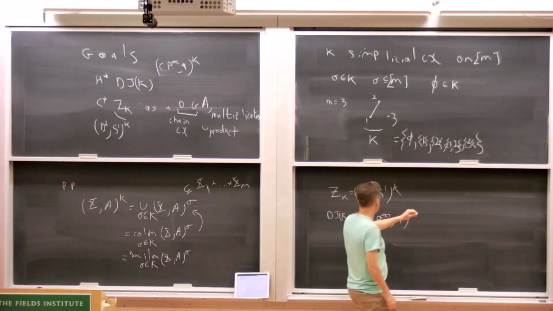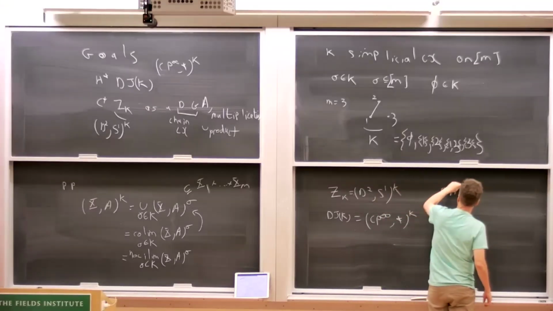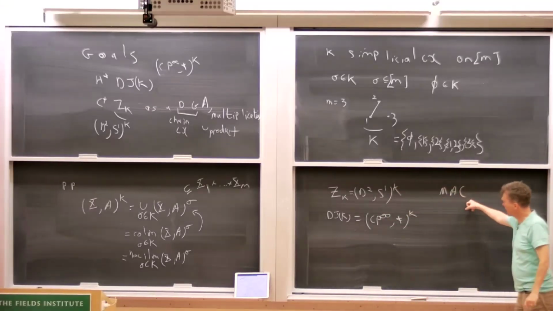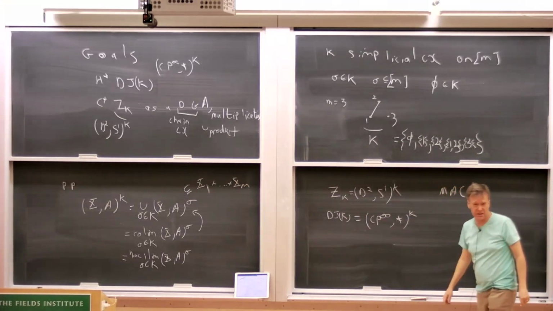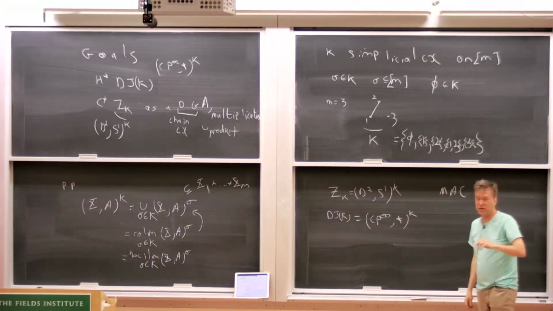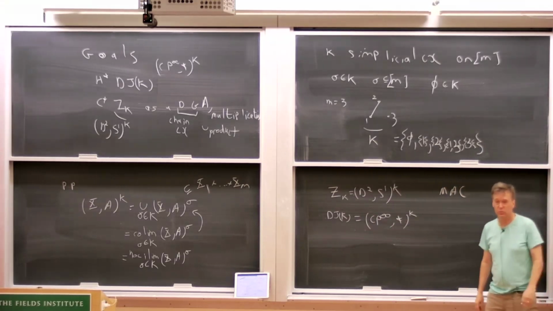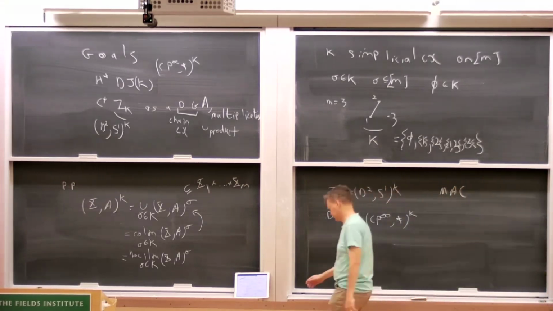Both of these are spaces that Martin mentioned. And this one is the MAC, or moment angle complex. And DJ_K is the Davis-Januszkiewicz space. And following Martin's good example, I won't attempt to write down the names and spell them.